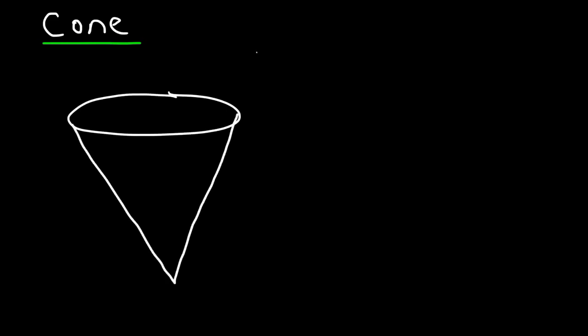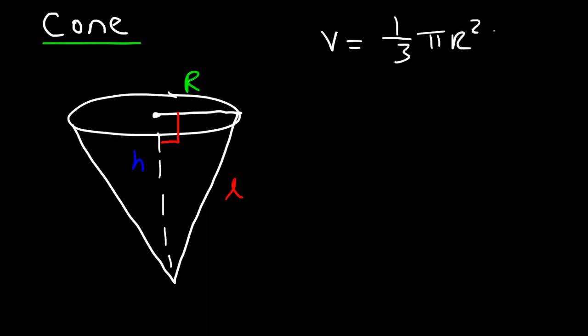So a cone has a circular base, and this is the radius of the cone, and here this is the height of the cone. So notice that we have a right triangle. So this is r, and this is h. Now the hypotenuse of this right triangle is known as the slant height, which is L. The volume of a cone is 1/3 of the volume of a cylinder. So it's 1/3 pi r squared times the height.